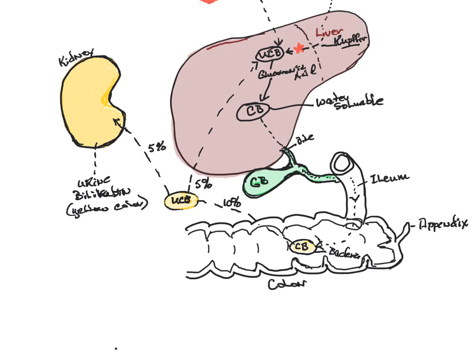Then, in the colon, roughly the other 90% of this conjugated bilirubin will be converted to urobilinogen, which gives the feces its brown color. That makes up about 90% of the conjugated bilirubin that was converted by the bacteria, and the other 10% will be excreted in the feces.